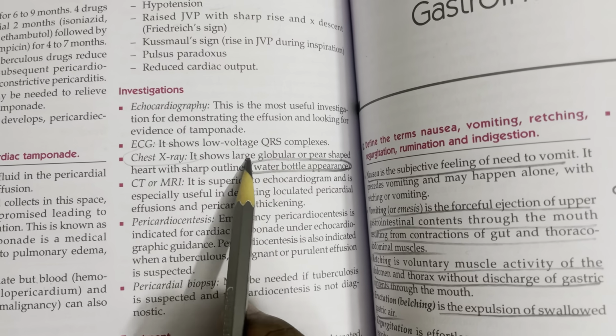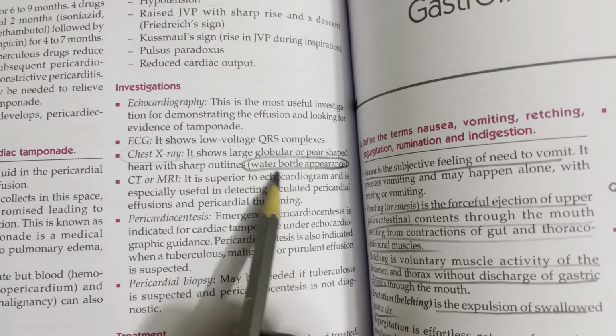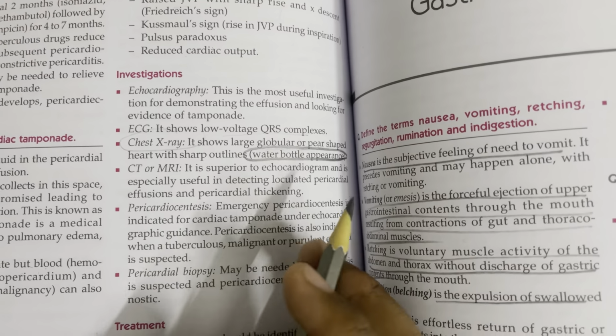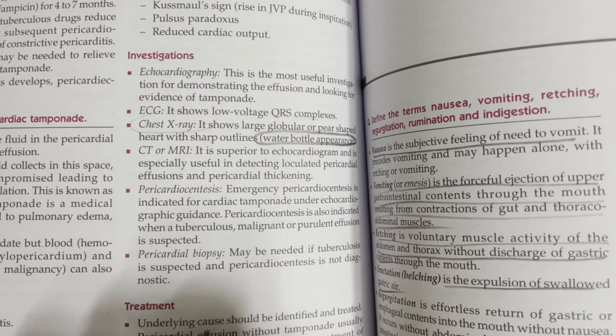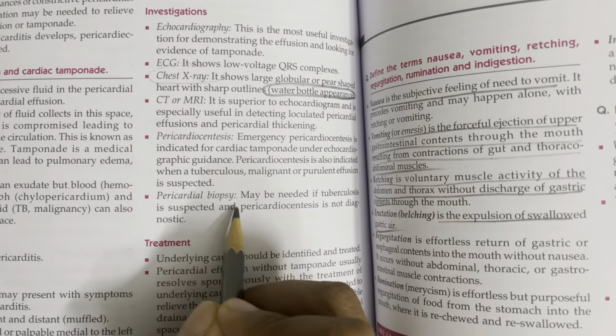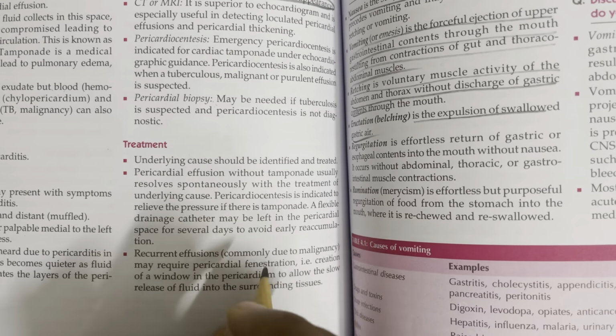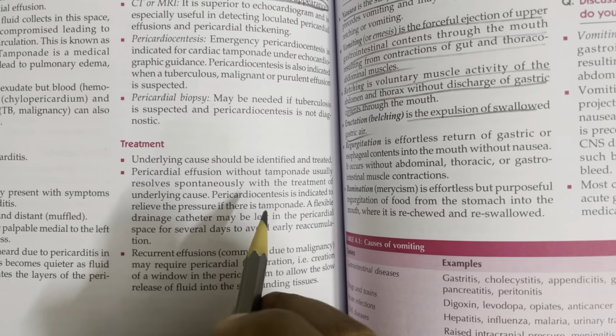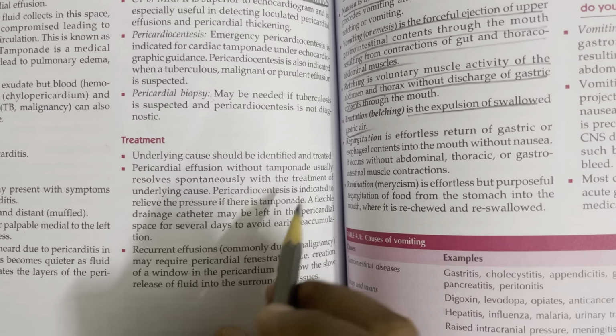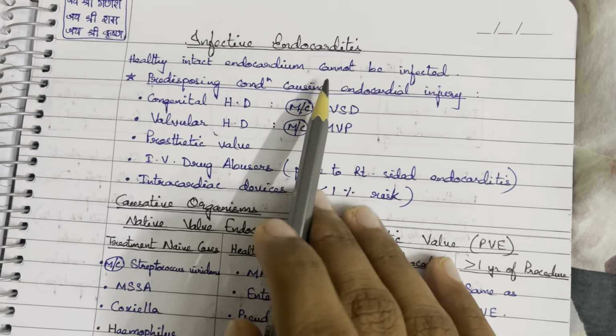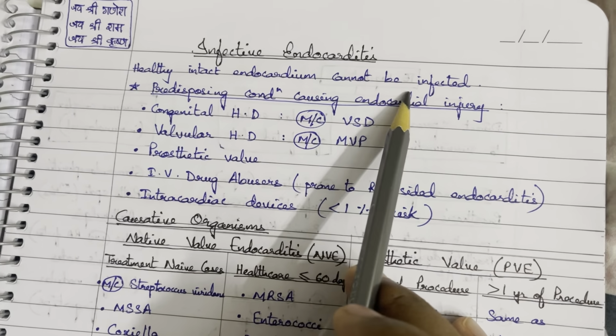Chest X-ray shows a large globular or pear-shaped heart, so water bottle appearance. So again pericardial biopsy, pericardiocentesis, all that you can do. Pericardial biopsy only if you're suspecting TB. So underlying cause you treat it. Again basically what you'll do is emergency pericardiocentesis. Okay, relieve the pressure. Moving on to infective endocarditis, see, healthy intact endocardium cannot be infected.